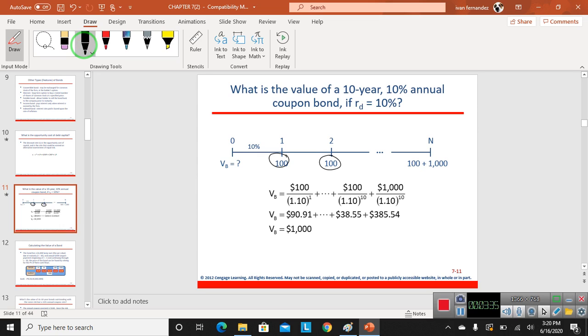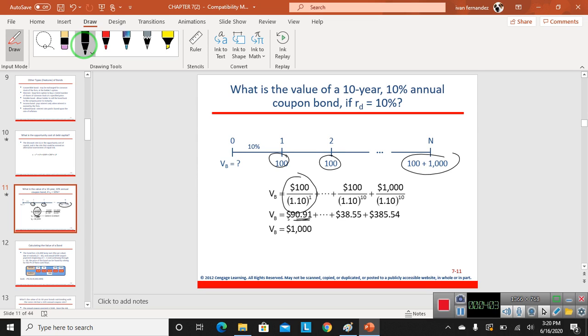And then at the very end, you're going to get the final coupon plus the $1,000, which is the face value. To find the value, the price of the bond, you're going to find the present value of each of those components, as you can see here. So the first coupon will be $100 divided by 1.10 raised to the first power, which is 90.91. And you just keep doing that, right?